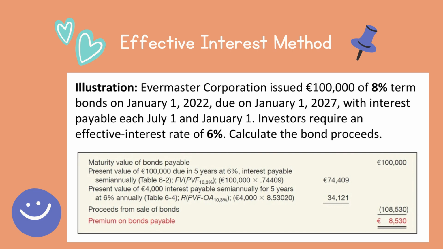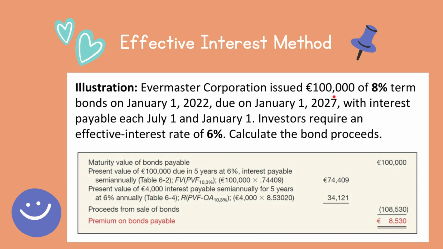Now, how can I compute the present value? You need to find the present value for all of your cash outflows. I have two things here. I'm gonna pay the 100,000, which is the face value, after 5 years. At the maturity date, I'm gonna pay the 100,000 only once.